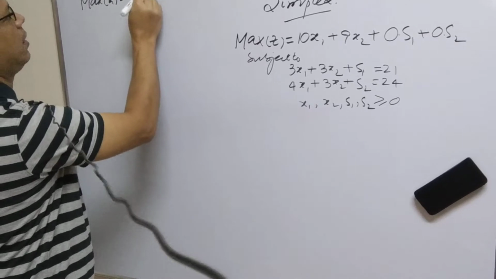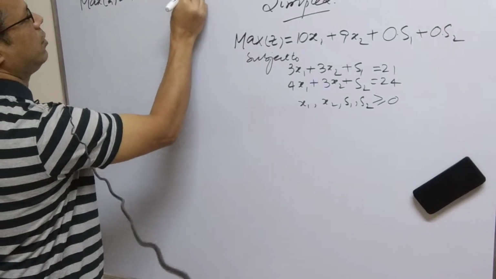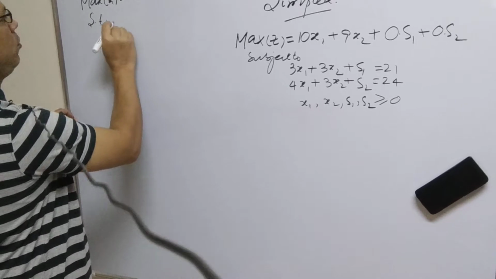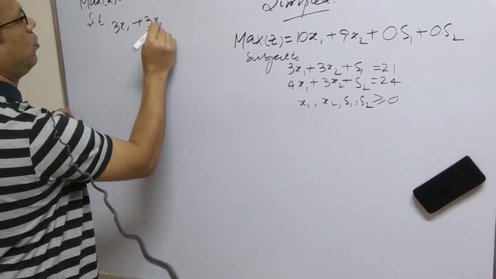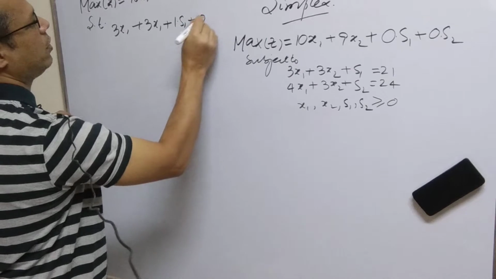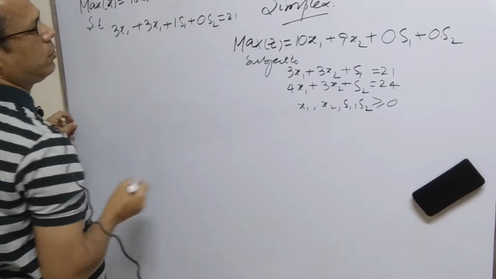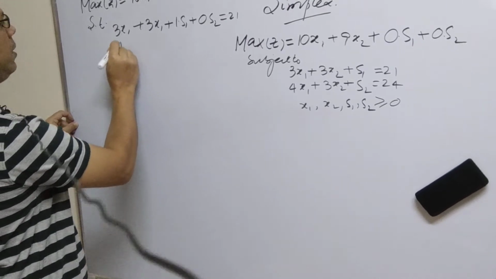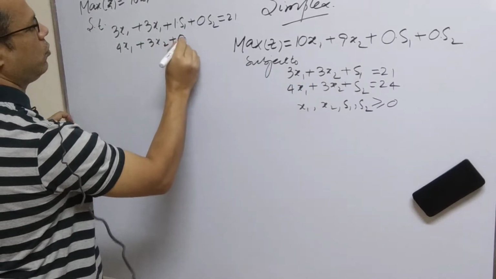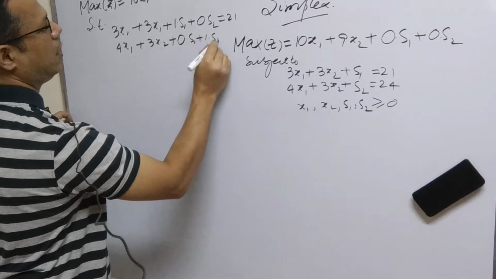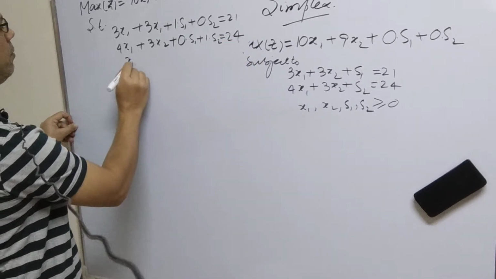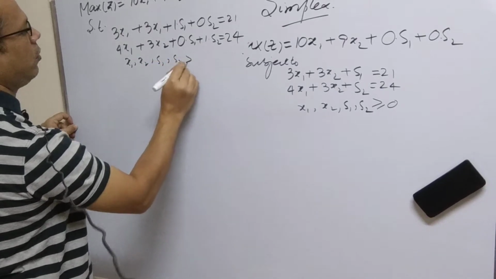10x1 plus 9x2 plus 0 s1 plus 0 s2, subject to 3x1 plus 3x2 plus 1 s1, and there is no s2 here, so we can write 0 s2, equal to 21. Then 4x1 plus 3x2 plus, because there is no s1 here, 0 s1 plus 1 s2, is equal to 24, and the variables x1, x2, s1, s2 will always be greater than or equal to 0.